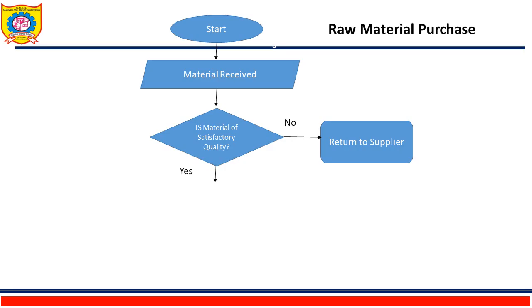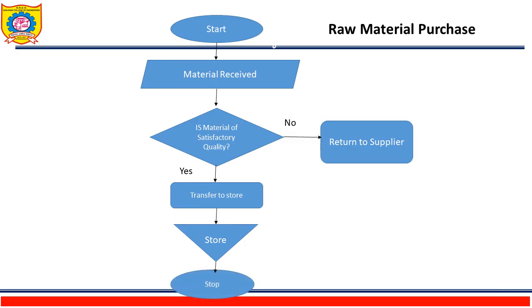But suppose material quality is satisfactory, then what are we going to do? Then we are going to accept it, meaning the inspector accepts that material. What will be the next step? Transfer the material to the stores department of the organization. What is the next step? Stores. Store is the storing activity, so that's why this symbol is used. Lastly, this process is completed. The raw material purchase process is completed, so we stop here.